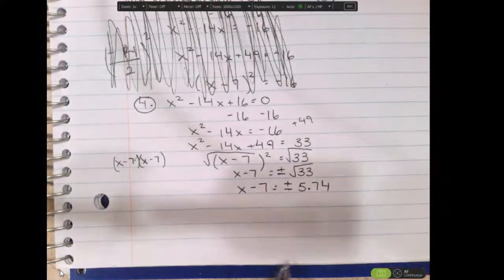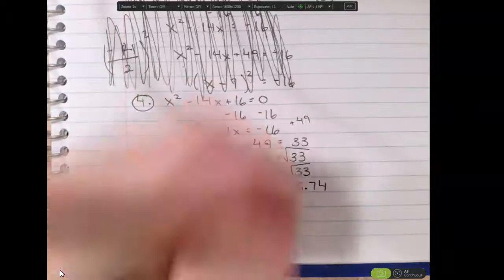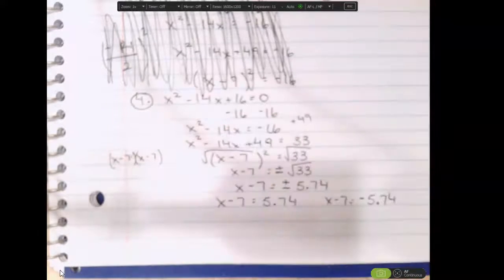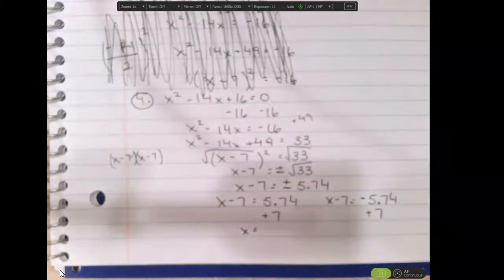And this is where our second solution is going to come into play. When you get this far in your work, I think it's a good idea to separate things out. So x minus 7 is equal to 5.74, and we also have x minus 7 is equal to negative 5.74. And now I need to solve both sides of my equation. To solve both of them, I'm going to add 7. When you add 7, you do 5.74 plus 7, you get x is equal to 12.74.